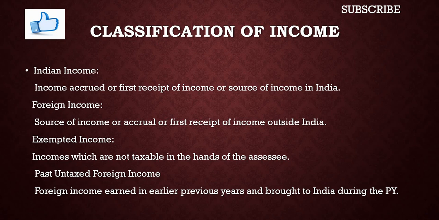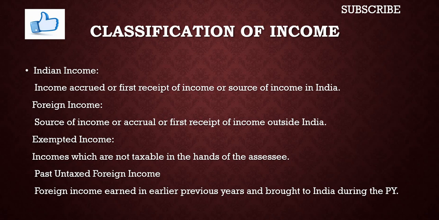Incomes are broadly classified into two categories, that is Indian income and foreign income. So the classification is Indian income, foreign income, exempt income, and past untaxed foreign income. So what is this Indian income? Any income which is either received or accrued or arisen in India is called Indian income. Always here the first receipt of the income is more important than the second and subsequent receipts. The term received means receipt of income for the first time. The place of receipt shall be the place where it is received for the first time.